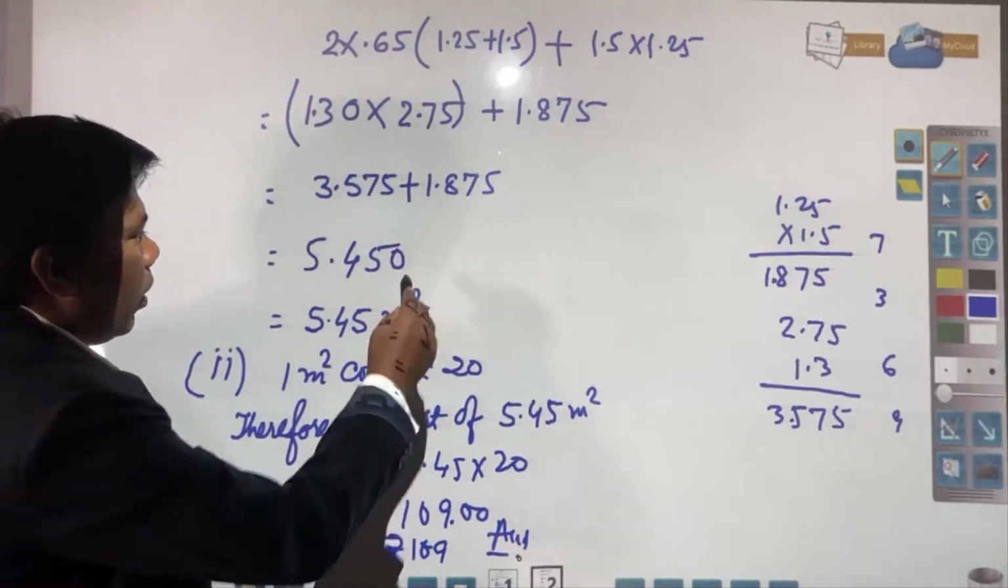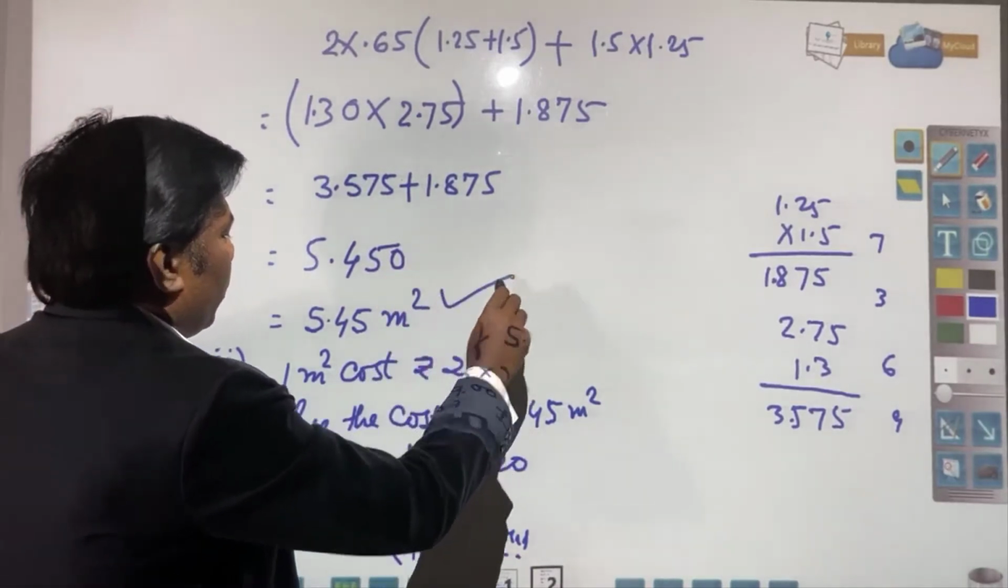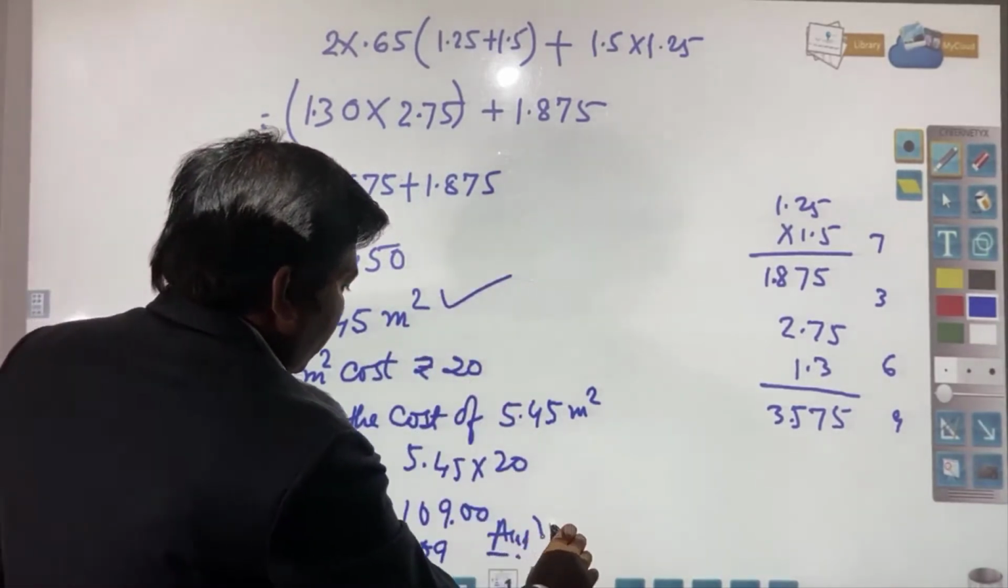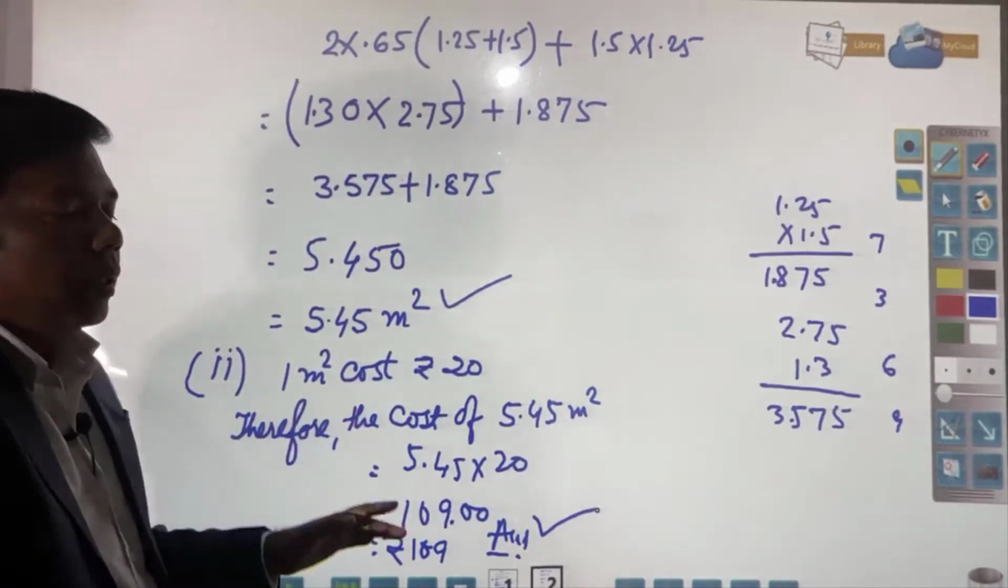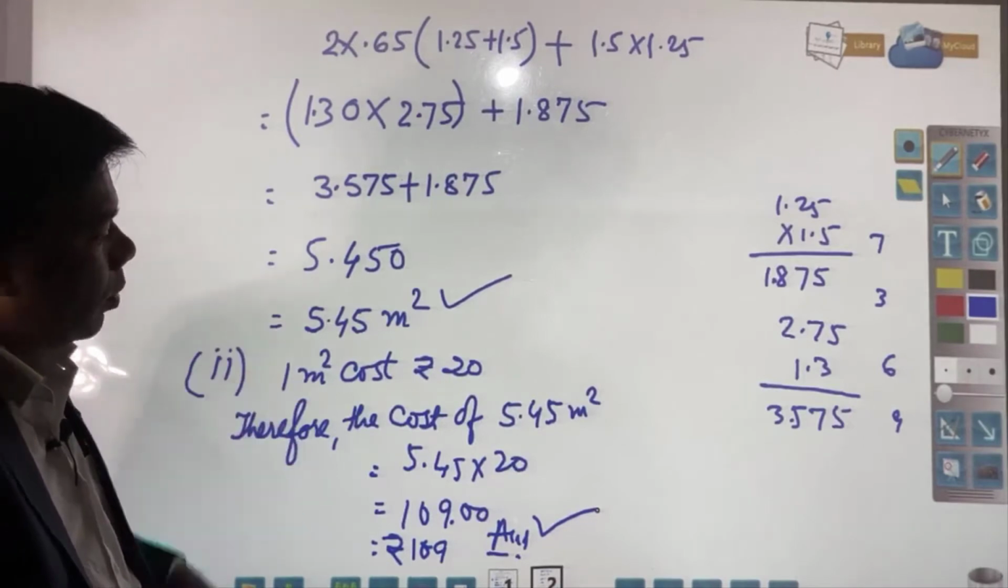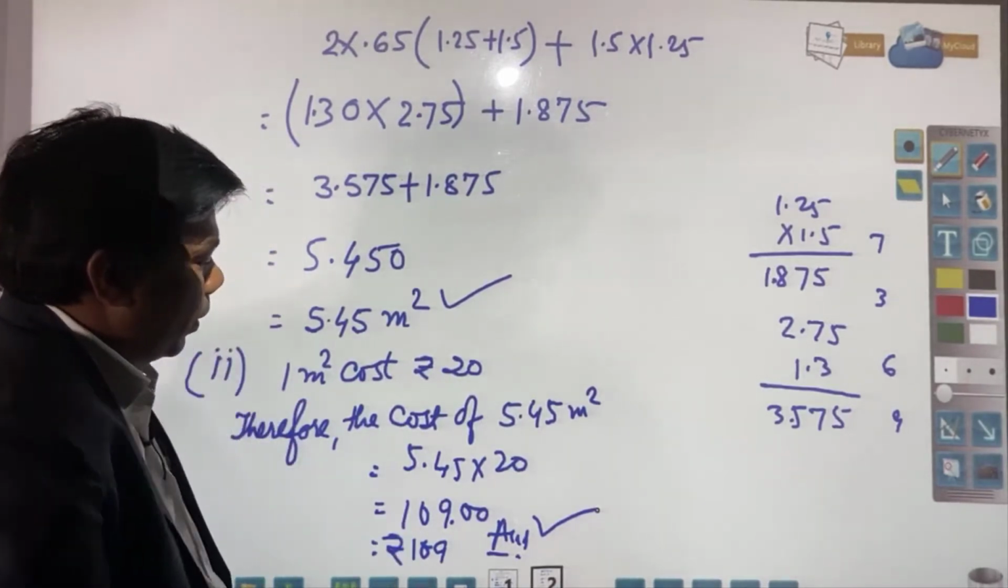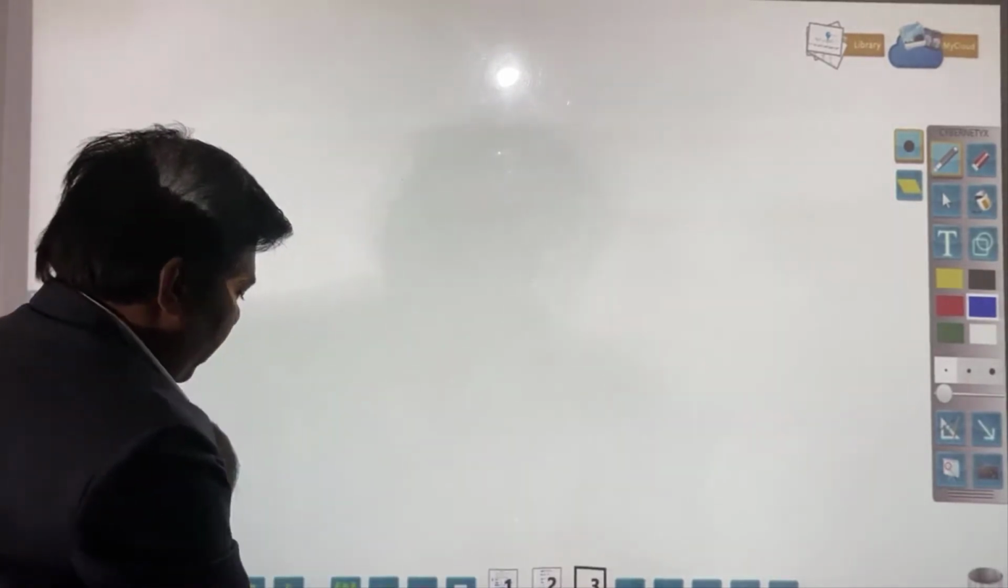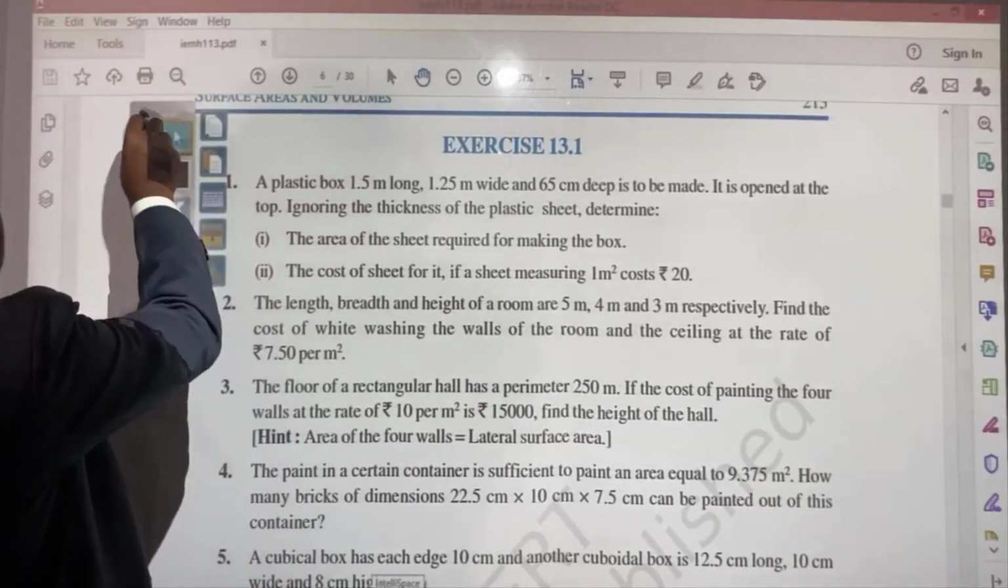So the answer you have got is 5.45 meters square and rupees 109. These both will be your answer. So if a similar question comes, you should be able to solve it in this way. Next question we will see.